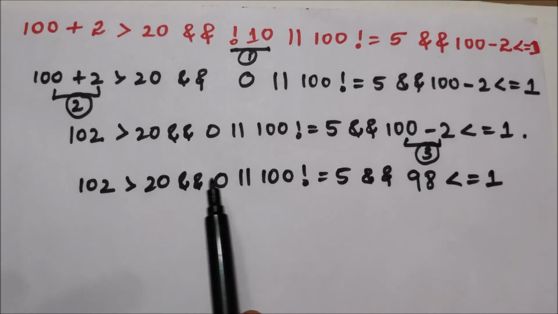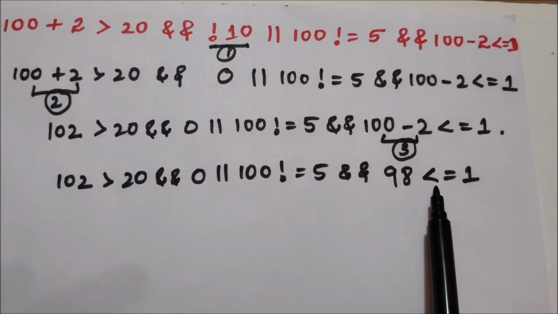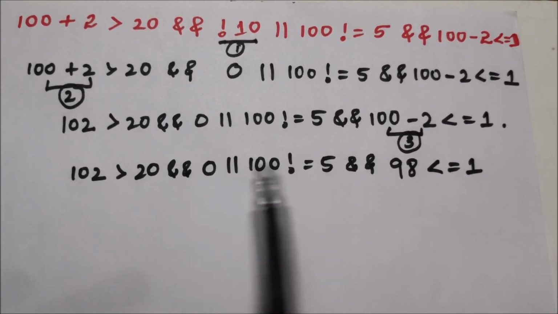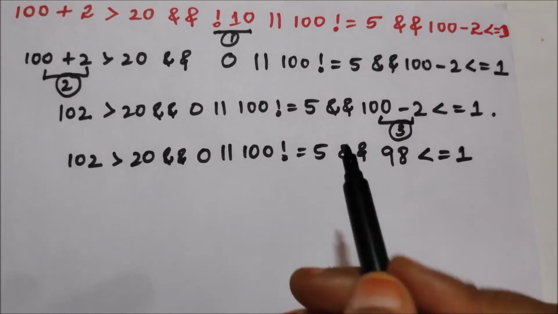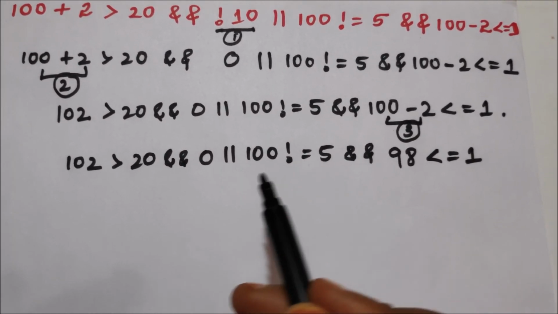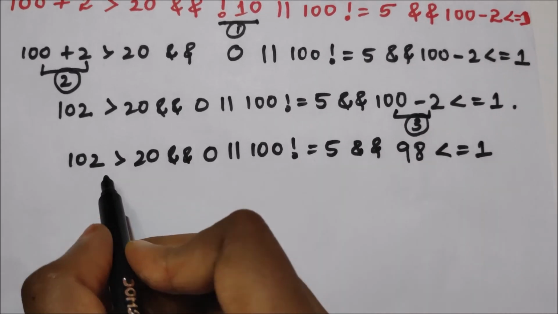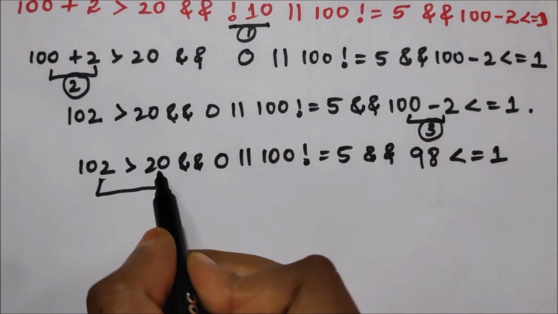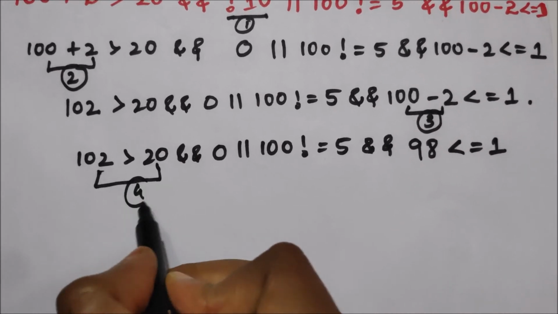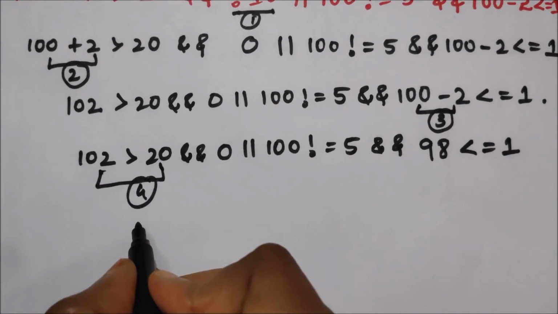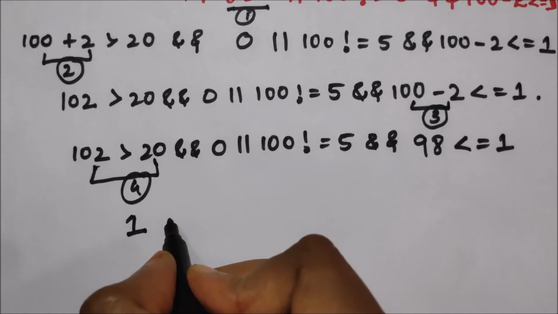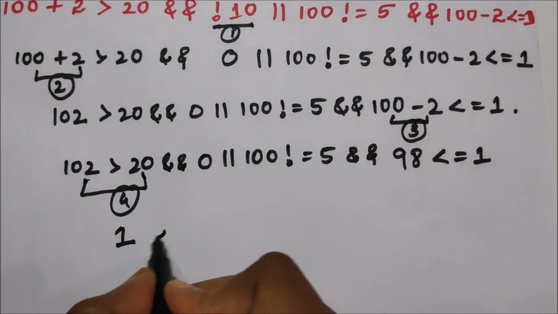We have greater than, not equal to, and less than or equal to. Greater than and less than or equal to have higher precedence than not equal to. So evaluate that first. Start from left to right. You have greater than first. 102 greater than 20. Yes, the condition is true. So this will return 1.